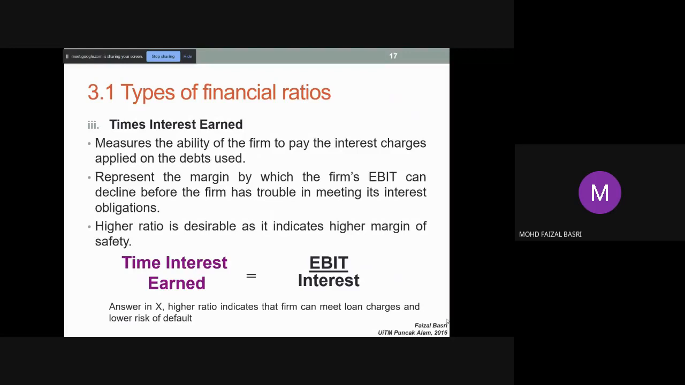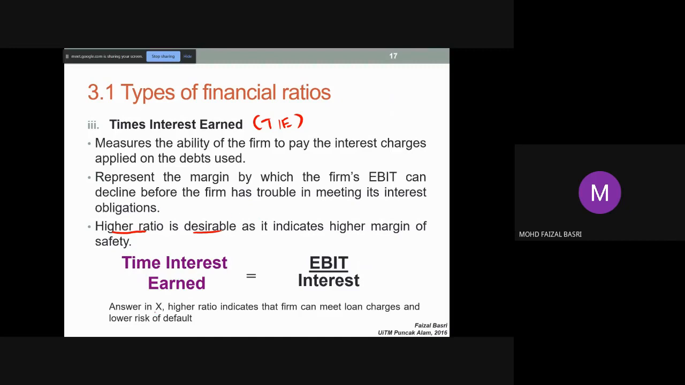Right, and the last one under the leverage ratios is times interest earned. Okay, or in short, the acronym is TIE. For this ratio, it is the only ratio within the leverage ratios for which a higher ratio is desirable. The only one. If you remember, for the debt ratio and debt to equity, the lower the better. But for times interest earned, the higher the better.